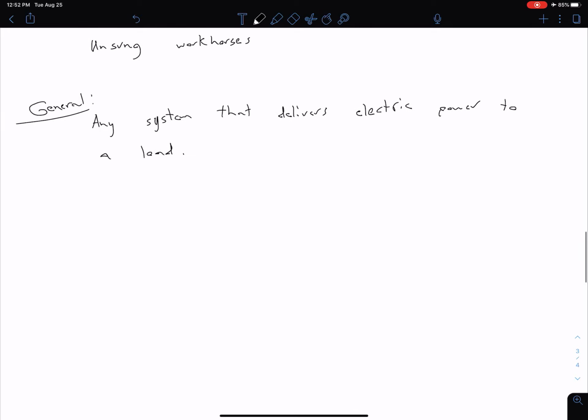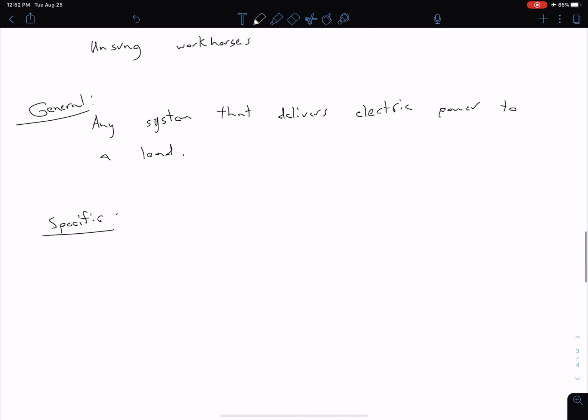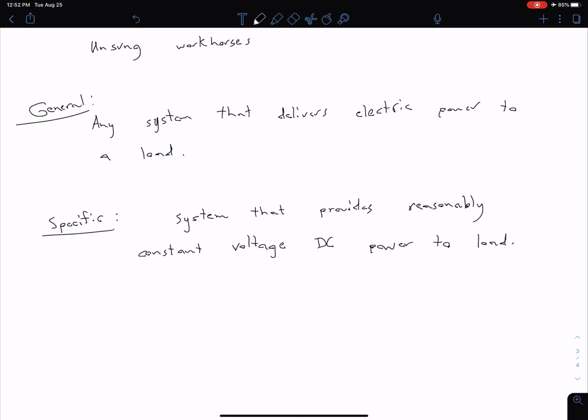Again, these definitions have some variability depending on where you look, but for the terms of this textbook, and because of that also for this class, we're going to say a power supply is a system that's supplying a reasonably constant DC voltage. So a system that provides a reasonably constant voltage DC power to the load or to the rest of the system.